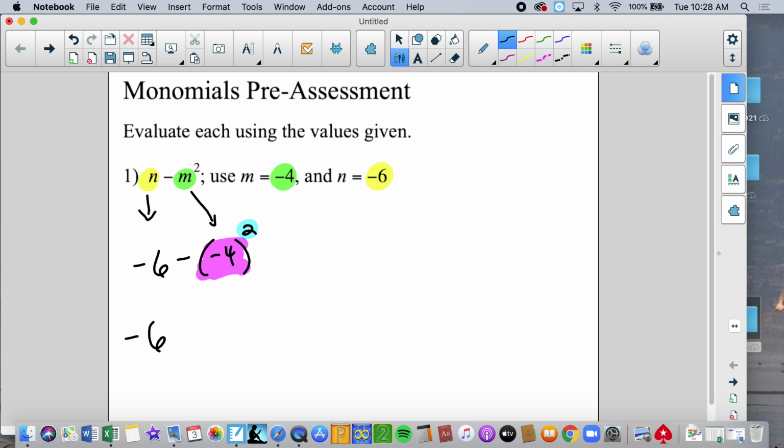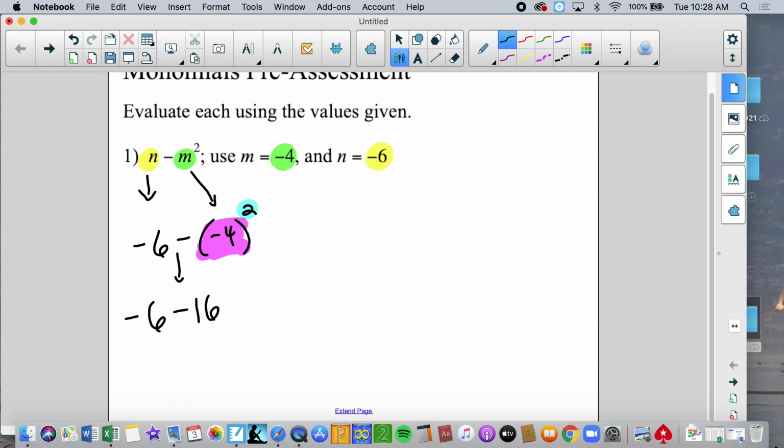So we have -6 minus, and then whatever -4 to the second power is. -4 times -4 is +16. But notice it ends up negative because of that negative. We're bringing it down. And we have -6 minus 16, which gives us -22.